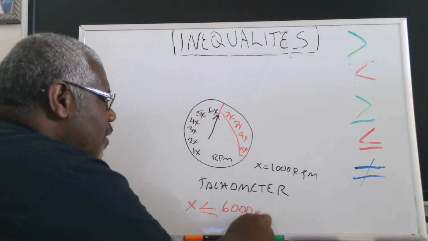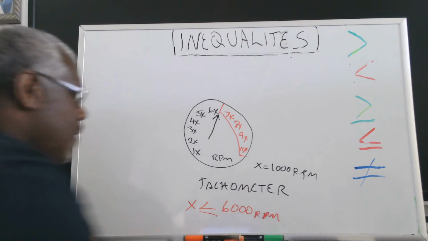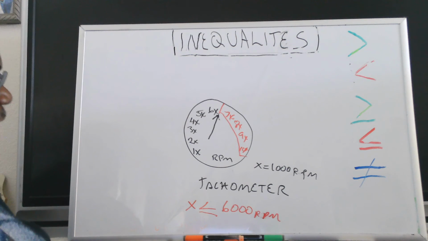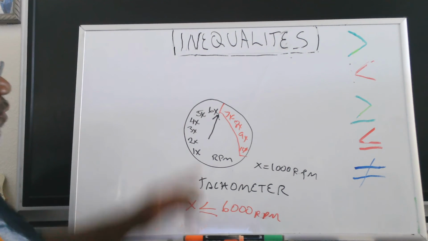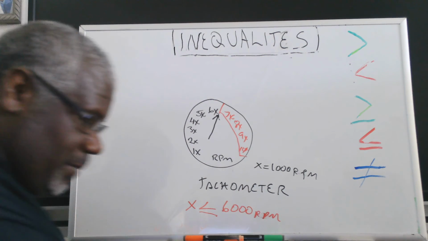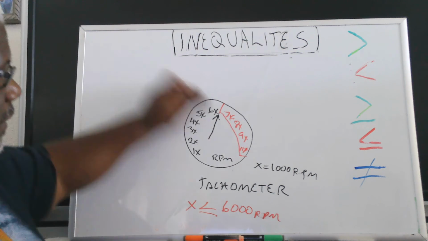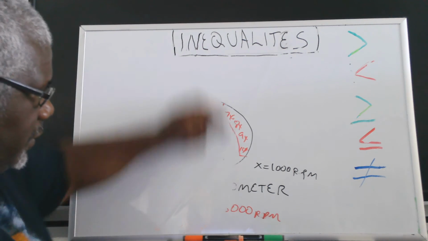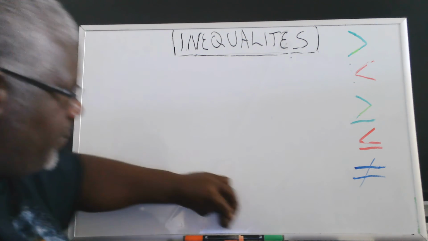Why do I keep wanting to say RMP? Shame on me. Right? X is less than or equal to 6,000 RPM. No, you do not want to go over that. You do not want to go over that. So the maximum you're going to get, right? Once you go over that, you redline. That's not good, y'all. You want to keep it under there.